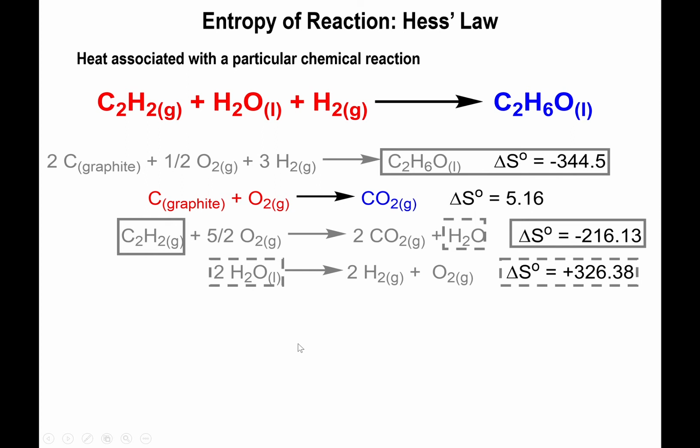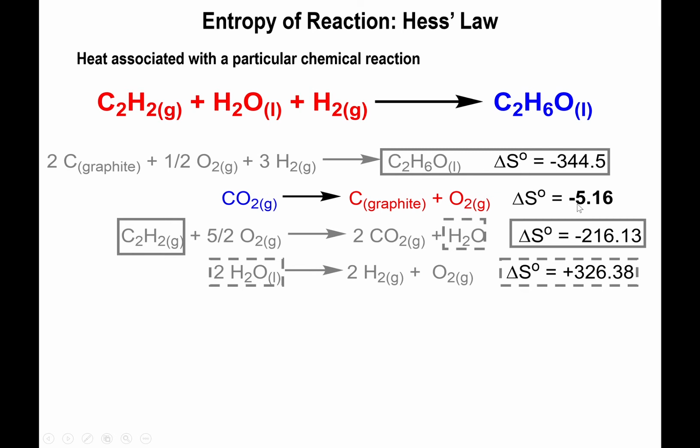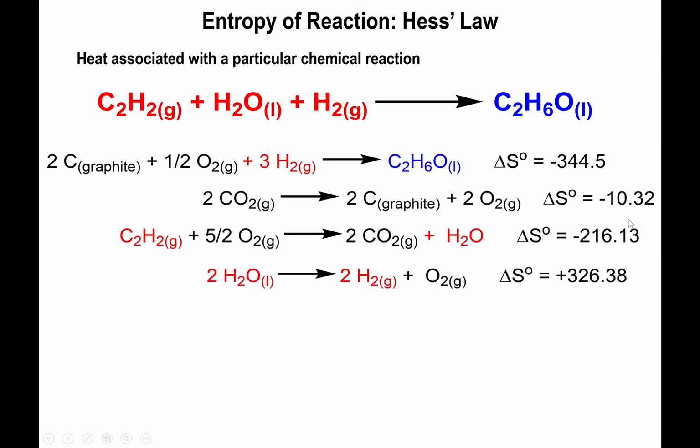So we move the equation, basically move the C graphite to the right side, CO2 to the left side, and the value of the entropy is changed to negative. Then you multiply by 2 to come up with the proper amount, meaning that you also multiply delta S by 2. And once this is done, everything is ready to work out.